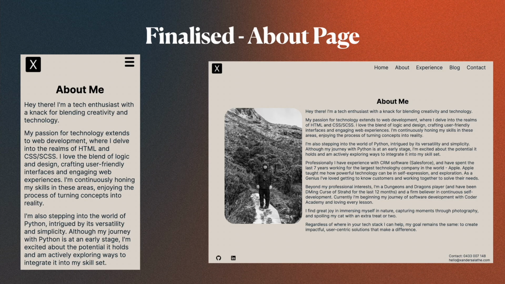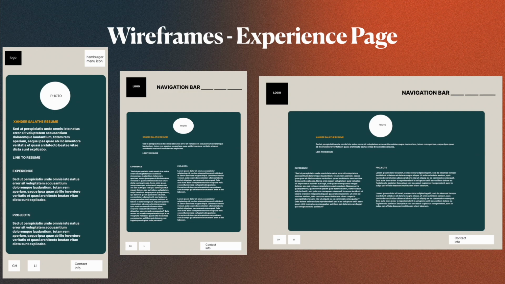So scrolling down on the left-hand side of the About Me page on the mobile devices will bring up the picture that is shown on the right-hand side here on the desktop page.